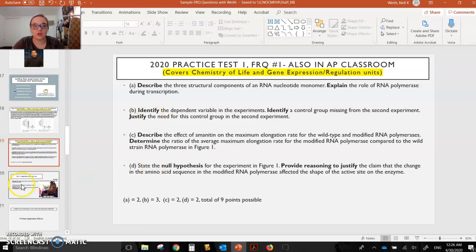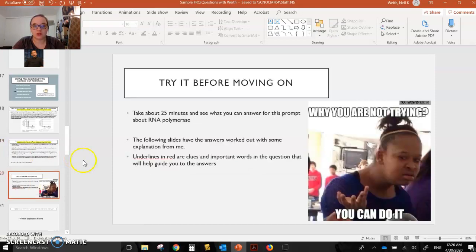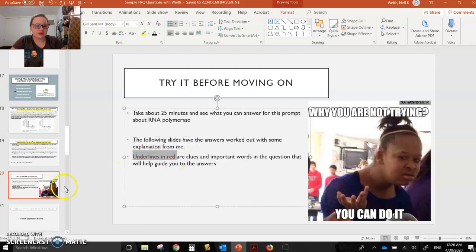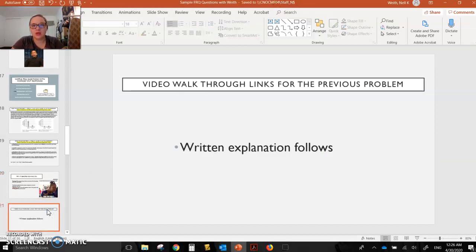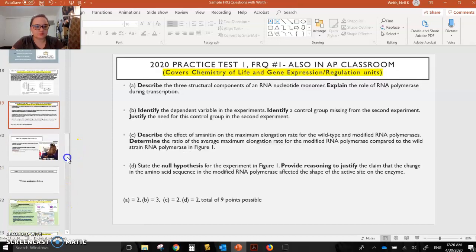Go ahead, and if you haven't done it, try this. Pause the video or pause the PowerPoint, time yourself for 25 minutes and see how you do. That's what this slide says. Oh, excuse me, maybe I need to go to bed. Underlines are no longer in red. That's taking too long. This slide has these links of these videos, so that's my placeholder there.